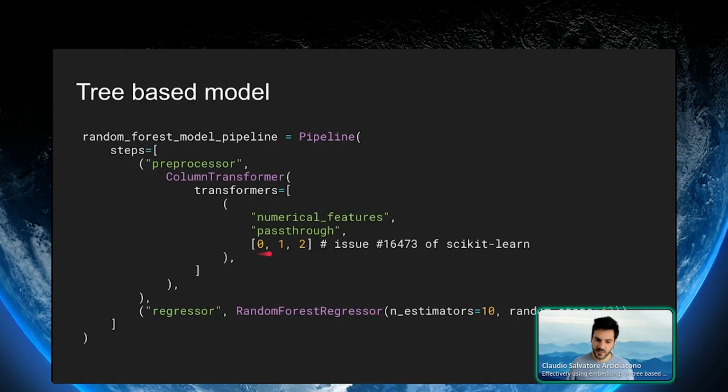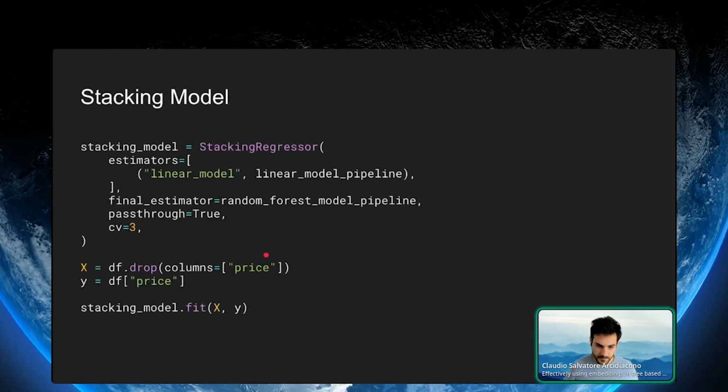In here, I'm specifying that I want to select everything except the embeddings, because we're going to use embeddings just on the linear model. And I have to do it in this way, essentially with the index of the column. I cannot use the column name because there is an issue in scikit-learn. Anyway, that's how you would do it in our example.